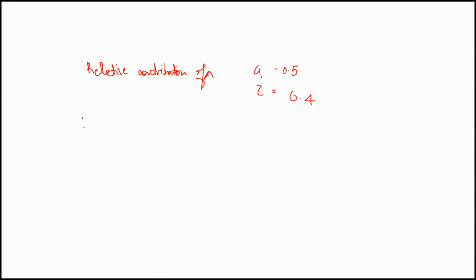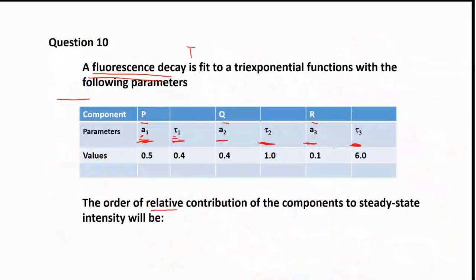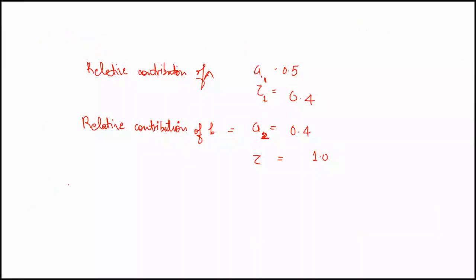Yeah. So the other is the relative contribution of B, which will depend on the amplitude a2 and tau 2. So a2 is 0.4 and tau is 1.0. Let's just check. Yeah. And the relative contribution of C will be a3 and tau 3. So it will be 0.1 and tau 3, its value is 6.0.